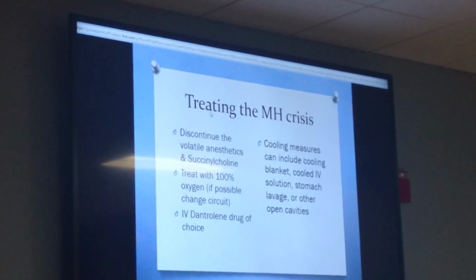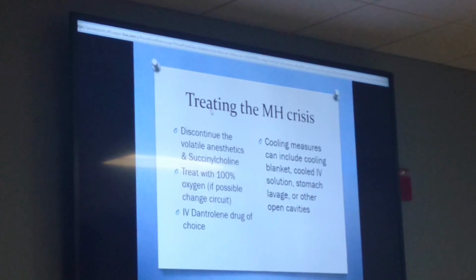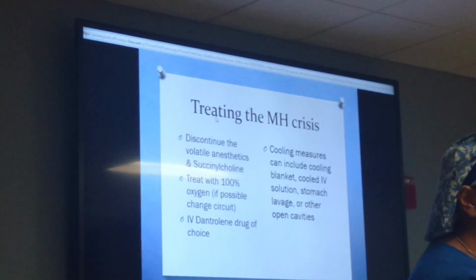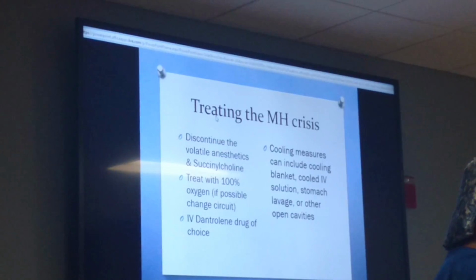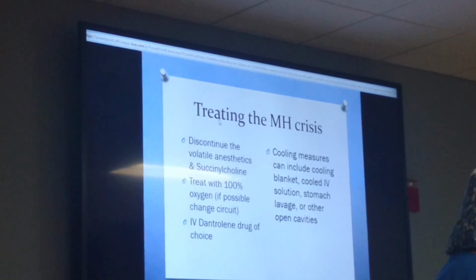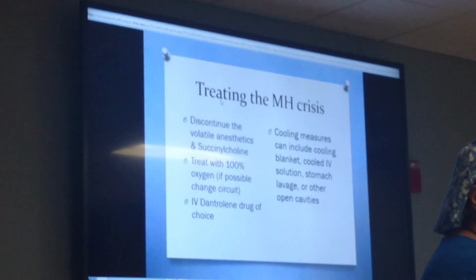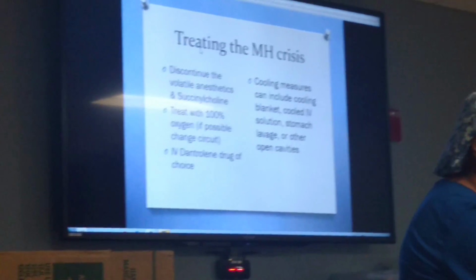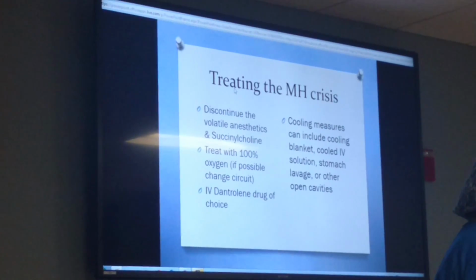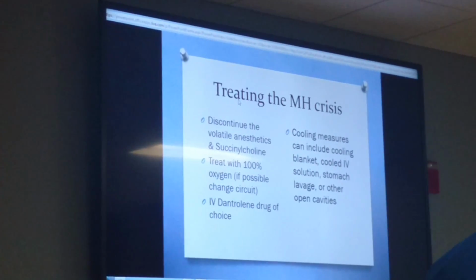Back in the day, it used to be change out the circuits, change out your soda lime, do all that. Now they're saying if you don't have time for that, just flush it out with O2 as much as you can. I know the anesthesia techs will show up and they'll do as much as they can to change out what they can at the time, especially the soda lime, because you do have residual gases in the soda lime. All that blue, you want it nice and white. And you want to give IV dantrolene. There is another drug on the market now, but Methodist just has dantrolene in-house at this time.